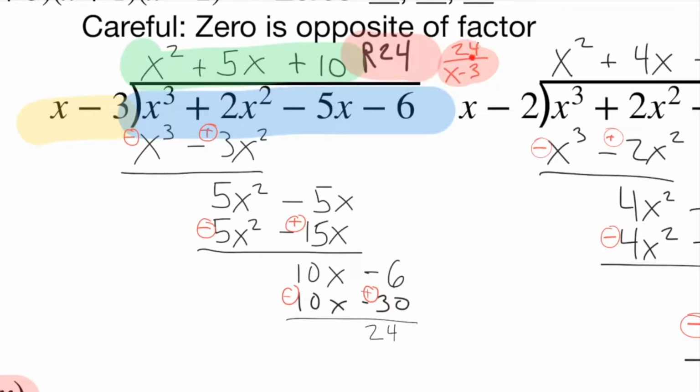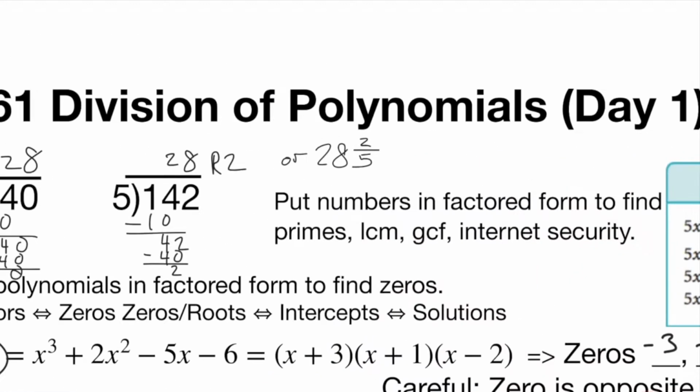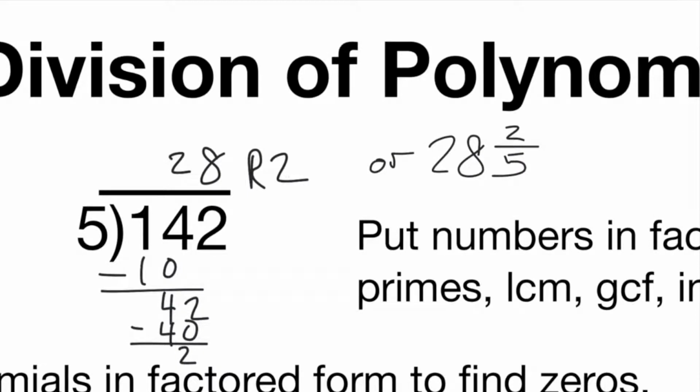If you tried to go further, you could say this is x squared plus 5x plus 10 plus the remainder 24 over what we were dividing, x minus 3. Very similar to what we were saying here. When we were dividing by 5, the remainder could be expressed as 2/5, because you had a remainder of 2.